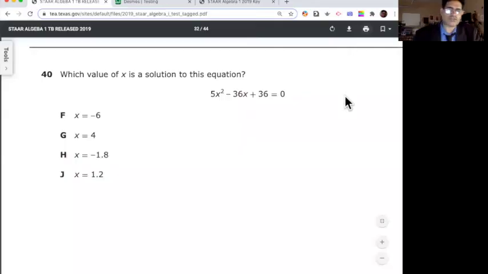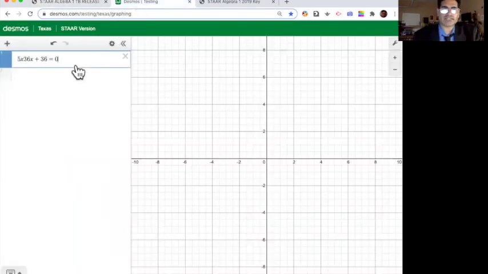So let's do one more for this segment. Which value of x is a solution to this equation? Okay, we can go ahead and plug in all of these in this equation, but you know I like to use, and I like for us to use the decimal calculator, the Desmos calculator. Let's go ahead and plug that in, see what we get.